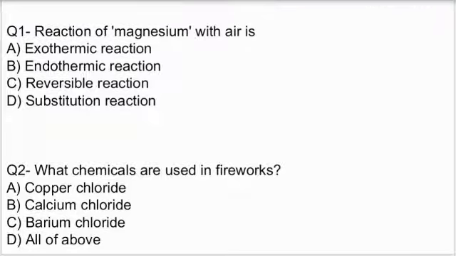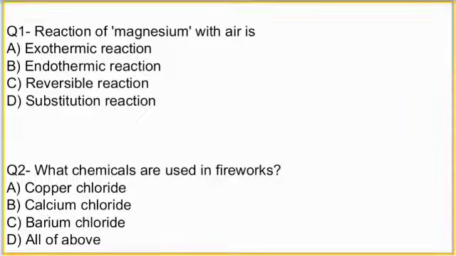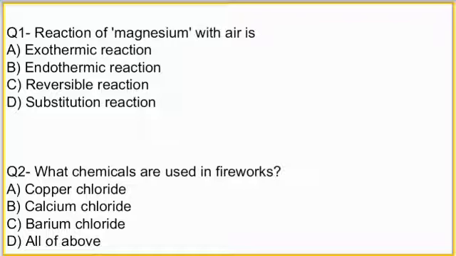Question 1. Reaction of magnesium with air is, options are exothermic reaction, endothermic reaction, reversible reaction, substitution reaction. The correct option is exothermic reaction. Next question. What chemicals are used in fireworks? Options: copper chloride, calcium chloride, barium chloride, all of the above. The correct option is all of the above.